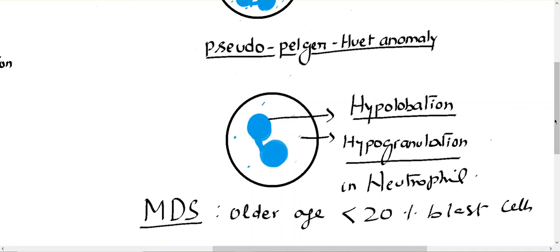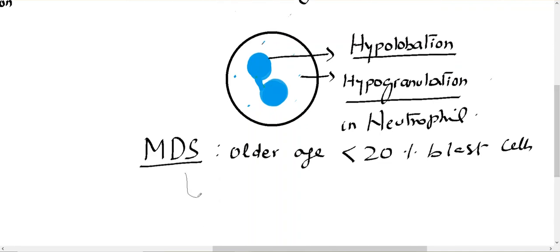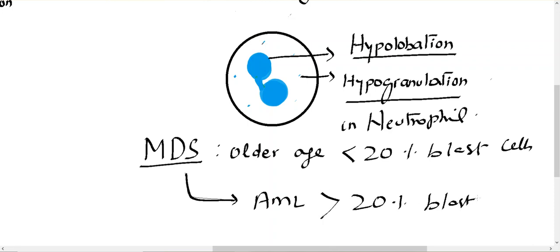So these MDS patients may turn into acute myeloid leukemia in later life. And we call it acute myeloid leukemia when there is more than 20% blast cells in the bone marrow.